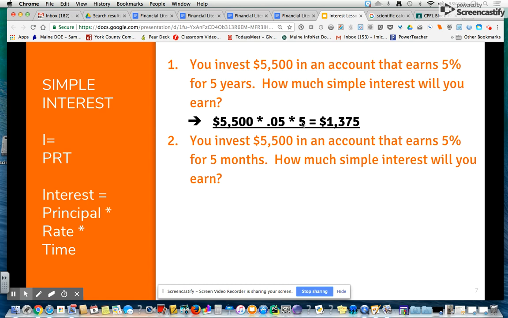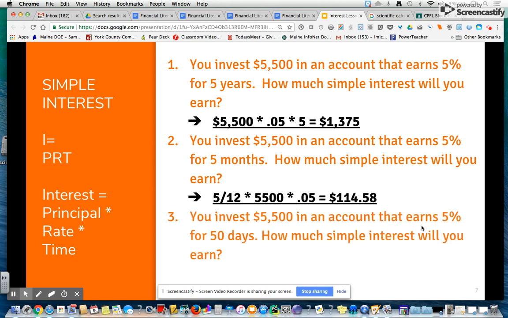Example 2. Assume that you invest $5,500 in an account that earns 5% for 5 months. The difference here is it's months. So the T in the formula needs to be expressed as a portion of a year. So we will address that first in the formula. So the T is 5 divided by 12 because there are 12 months in a year. Again, multiply by 5,500, multiply by 5%. So the amount of interest earned is $114.58.